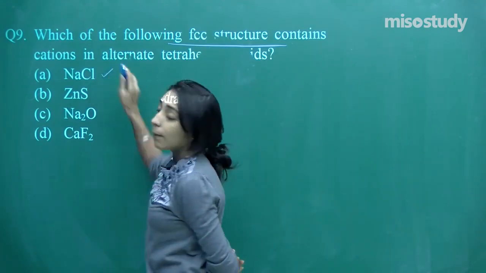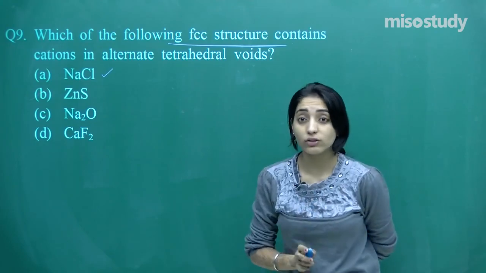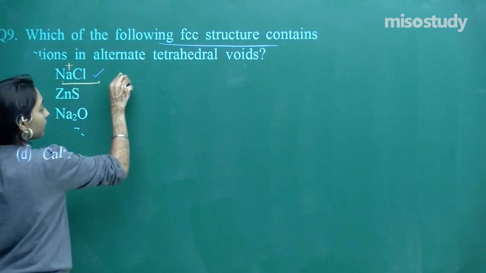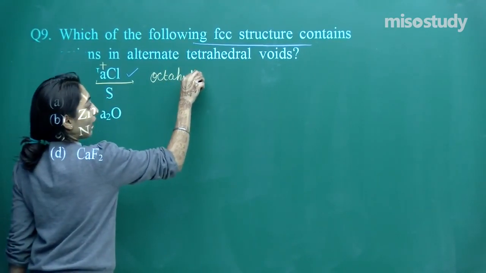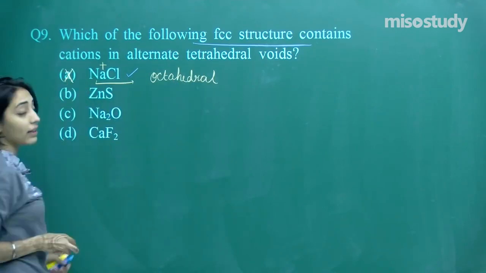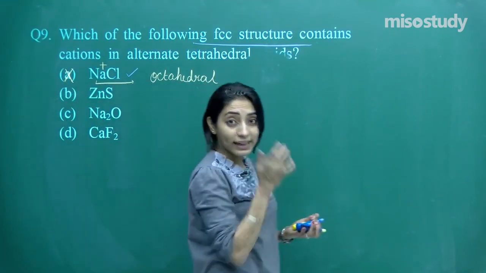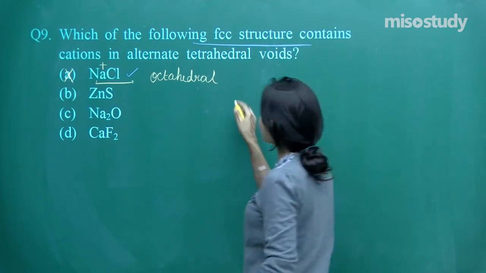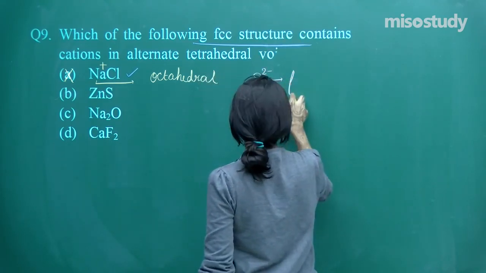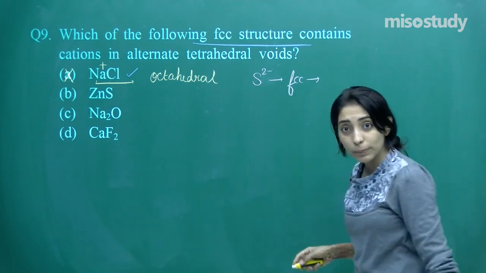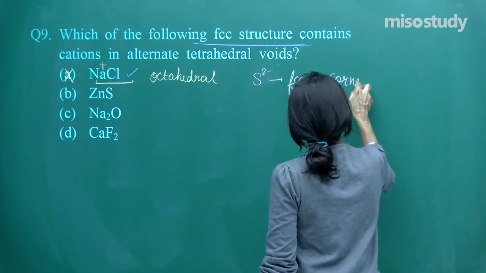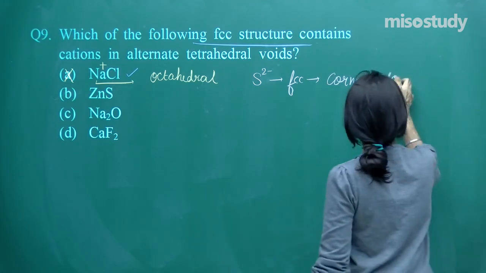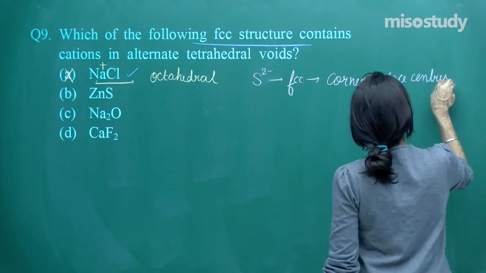We have NaCl, but I am very sure that when I taught you the structure of NaCl, we knew that sodium, Na+, was present in octahedral voids. So this is not going to be our answer. The second structure is ZnS. I again remember that in the case of ZnS, S2- ions are forming the FCC. That means they must be present at the corners plus face centers. So when they are present at the corners plus face centers, how many such atoms are there?